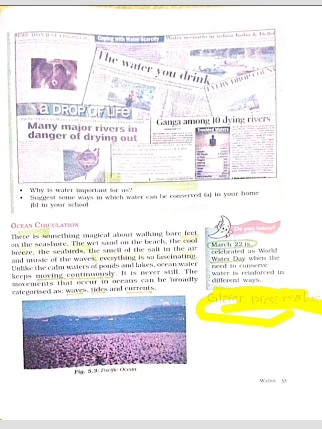So we need to preserve the glaciers. As to how we preserve them, we reduce the emission of carbon that spreads and increases heat, due to which glaciers melt. So we need to reduce the use and the burning of fossil fuels.